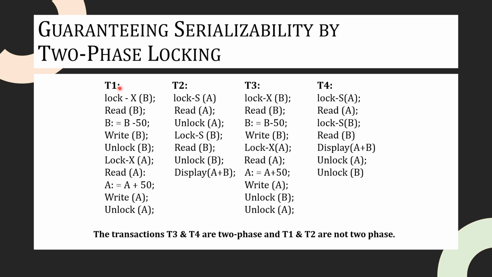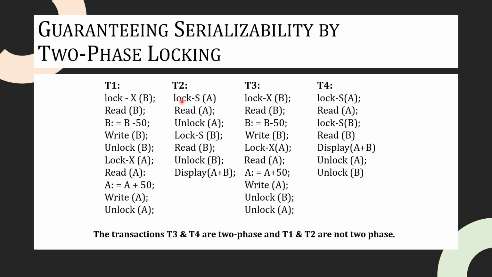Here we are given four transactions, T1, T2, T3, T4. Now let's look into whether these transactions are two-phase or not. As we know, two-phase means the transaction should consist of phase 1 and phase 2. That means it should be in the growing phase as well as in the shrinking phase. In the growing phase, all the locks need to be acquired. When we look into T1, we can see that a lock is acquired, but this lock is released also. So we have a mix of lock and unlock operations. So this one is not in 2PL.